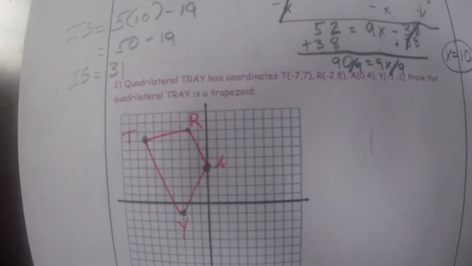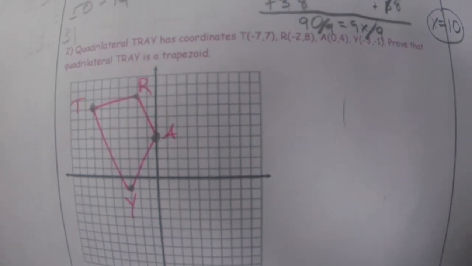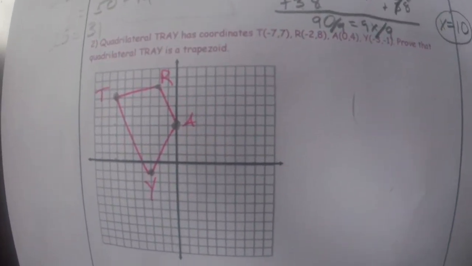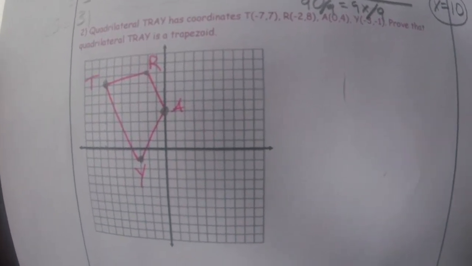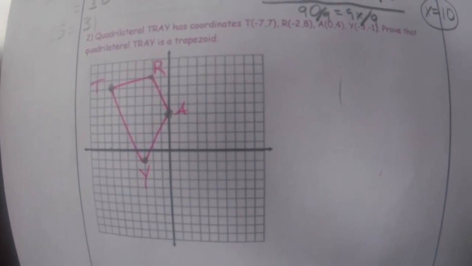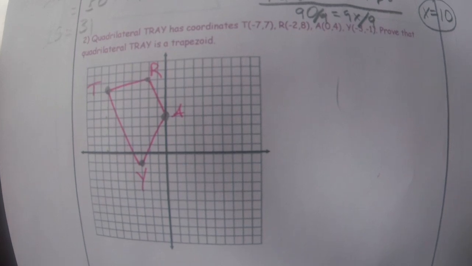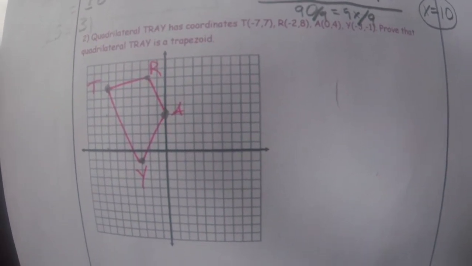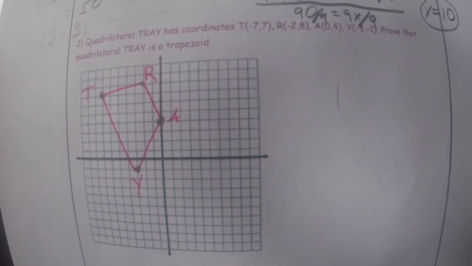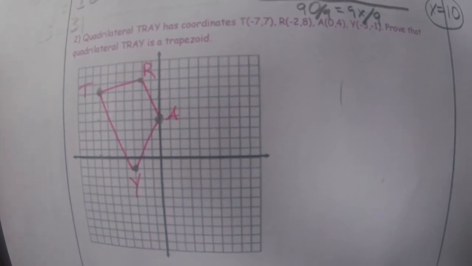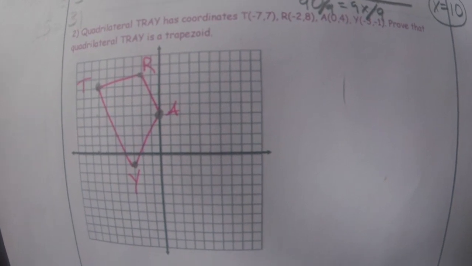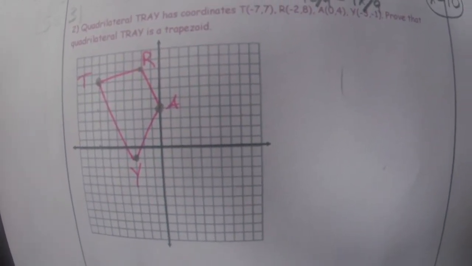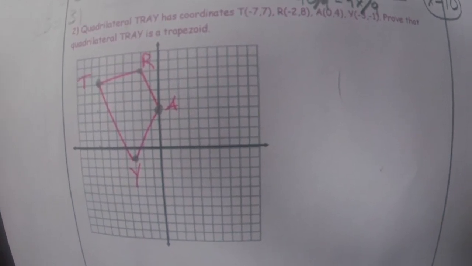Now, our ultimate goal here is to prove that this quadrilateral here is a trapezoid. So we got to think, what do I know is true about all trapezoids? Well, all trapezoids definitely have one pair of parallel sides. So, I know that if this is a trapezoid, 2 of these sides have to be parallel to each other, meaning they would never touch. How do I prove that in the coordinate plane?